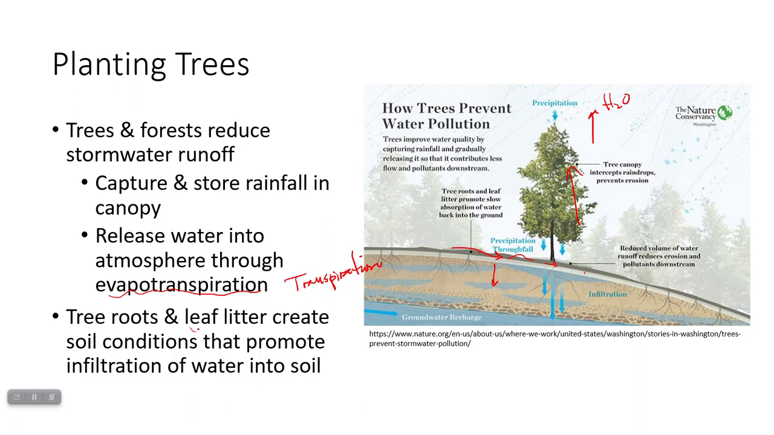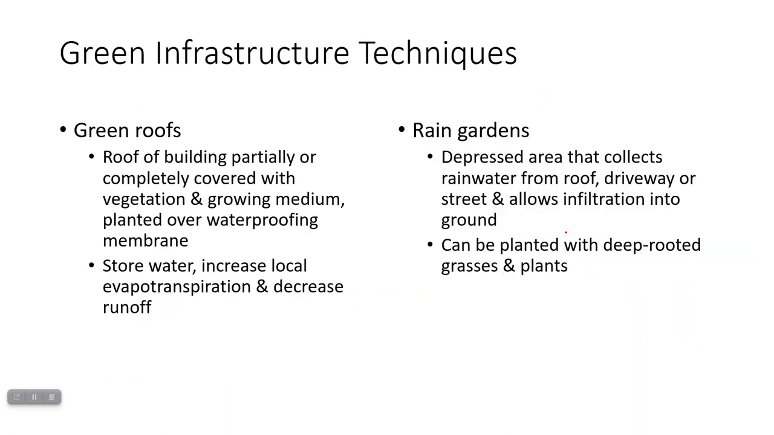Then there's also the leaf litter. If you have deciduous trees that leave their leaves behind in the fall, they can create soil conditions that will allow water to infiltrate into the soil better than if it's just bare ground or just grass. So those are a very important tool in trying to decrease surface runoff.